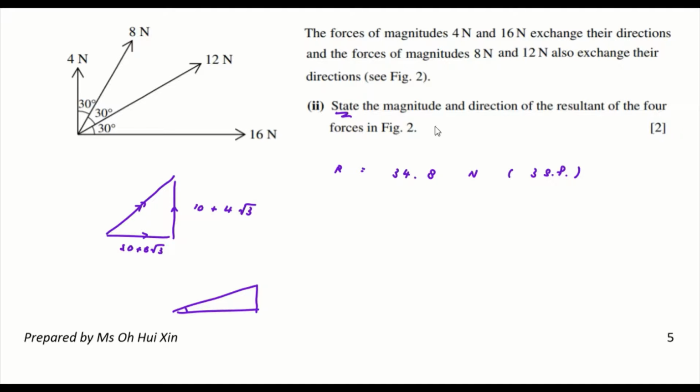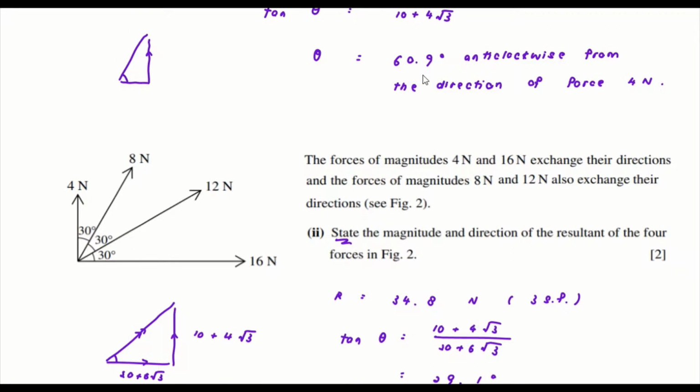So the first way is you can straight away use theta equal to 90 minus your answer in the previous part, or I think there's nothing wrong if you try to recalculate it. So you just do tangent theta, and you already know these two are the opposite and adjacent, right? So tangent theta is 10 plus 4 square root 3, divided by 20 plus 6 square root 3. By solving this, you'll get 29.1, which is exactly 90 minus 60.9.